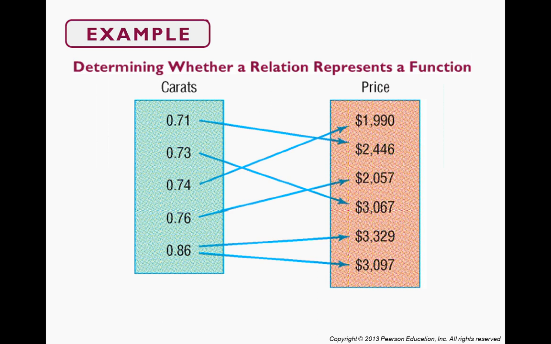All right, let's look at this scenario. And we have carats. I'm going to say that this is probably our diamonds, we'll say diamonds just for fun, and that this is the price for those diamonds. And I can tell right away that this is not a function because of this value here. A 0.86 carat diamond on this hand costs $33,329, and on this hand it costs $3,097. Because I have two different outputs for this one input, it is not a function.